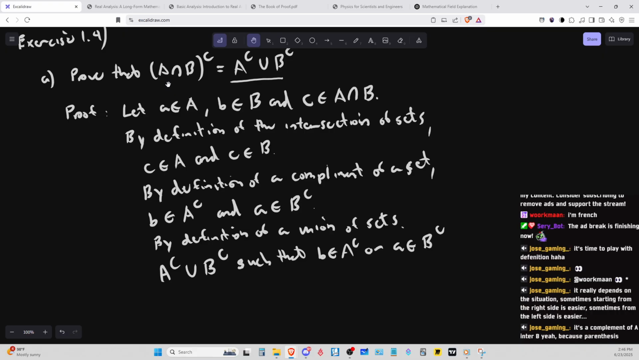It's a complement of A intersection B, yeah, because of the parentheses. Because it's supposed to show it makes sense, so now we have to prove that the intersection of the complements of A and B is equal to the left-hand side, which we got. What we got was that it can be either the elements of the complements of either of the sets, or the other set. Now we have to actually show that on the other side.